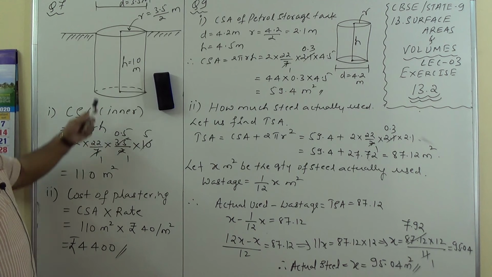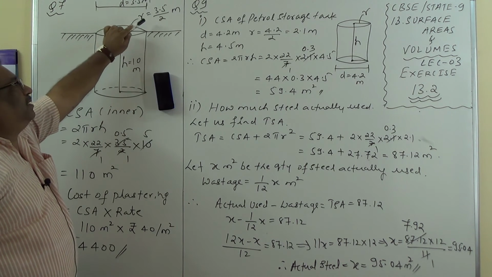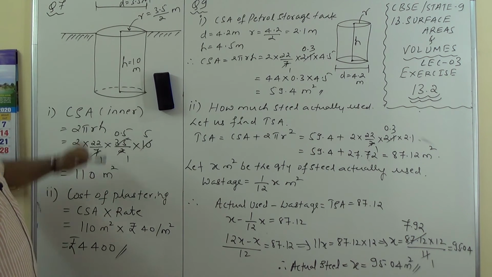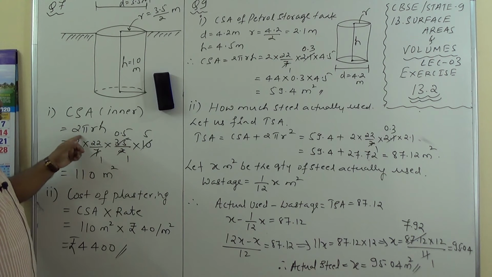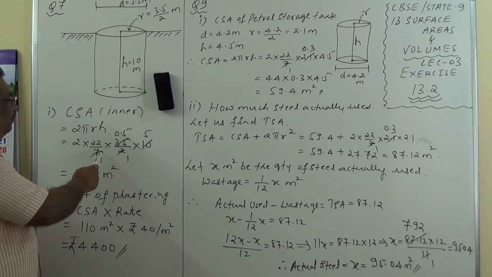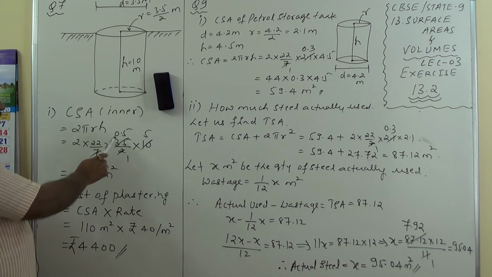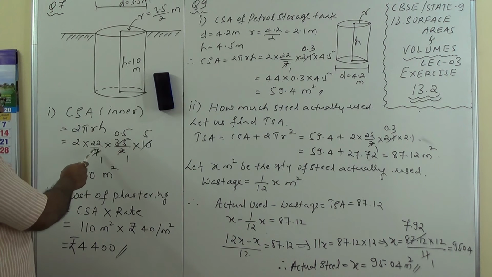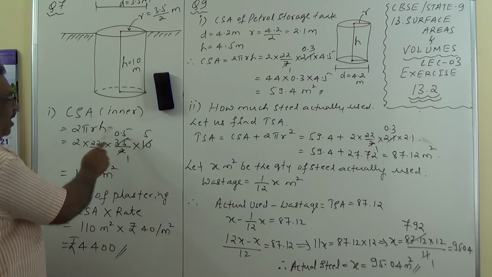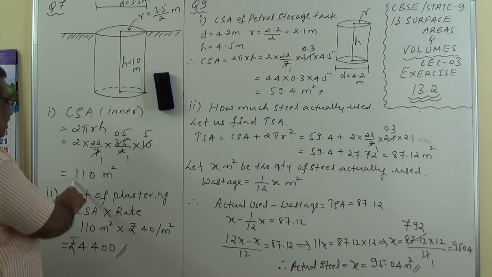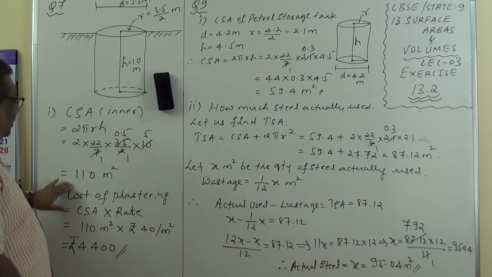Question number 7. This is a well here. Inner diameter is given as 3.5 meter. So you can calculate the radius as 3.5 by 2 meter. Depth of the well is 10 meter. So the inner curved surface area is what we have to find out, which is circumference into height, 2 pi r into h. 2 into 22 by 7 into radius 3.5 by 2 into height 10 meters. So 7 ones are 7, 5s are 35. Then 22 into 2 into 0.5 into 5. If you calculate, you get 110 square meter. So the inner curved surface area is 110 square meters.